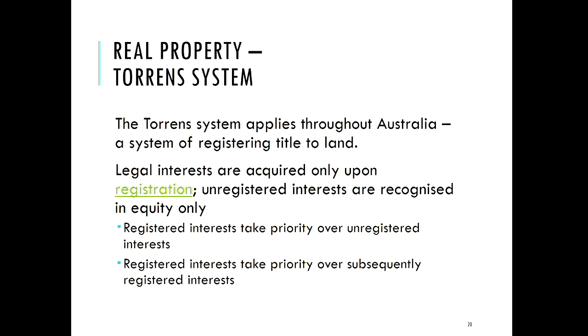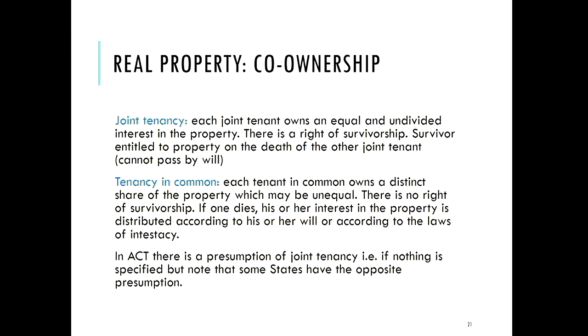The Torrens system applies throughout Australia. This is where ownership in land is registered in a document, the Land Titles Office. Legal interests are acquired only through registration. There might be some remedies in equity. When you do 7057, Kurt Stevens will teach you a bit more about the priority of different interests. I'm not going to go into any more detail with you about that today.